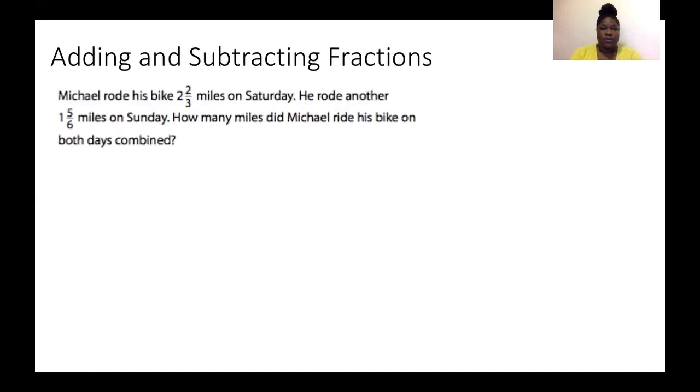Now the next one, I'm using a number line. Michael rode his bike 2 and 2/3 miles on Saturday. He rode another 1 and 5/6 miles on Sunday. How many miles did Michael ride his bike on both days combined? So it wants me to add because it wants me to put both of those days together.